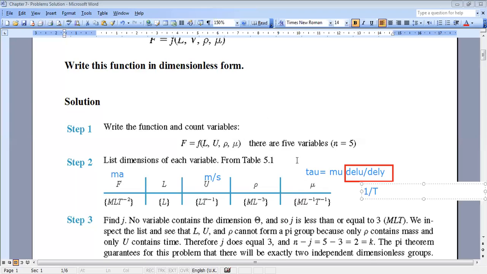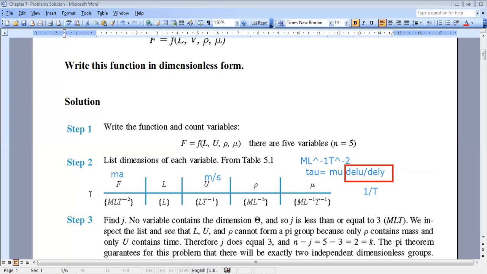So tau will be M L^-1 T^-2. This is for tau. If you multiply the unit of tau by T, you get M L^-1 T^-1, which is the unit of mu.